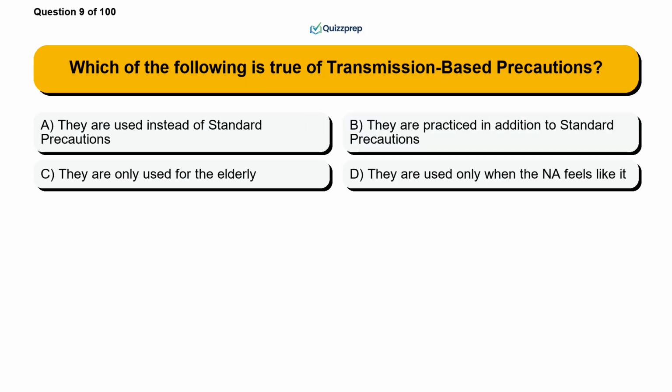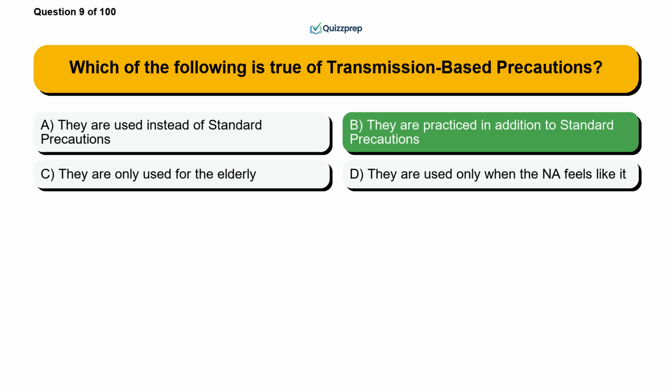Question 9. Which of the following is true of transmission-based precautions? Option A, they are used instead of standard precautions. Option B, they are practiced in addition to standard precautions. Option C, they are only used for the elderly. Option D, they are used only when the NA feels like it.